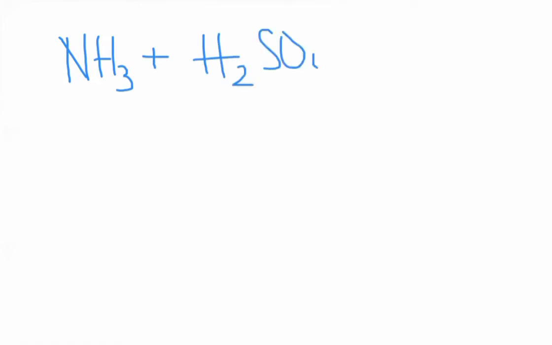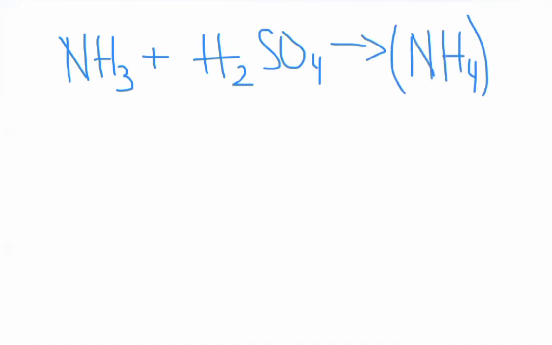The equation we're now balancing is NH3 plus H2SO4, giving me (NH4)2SO4, NH4 taken twice, SO4. Let's discuss how we got that.